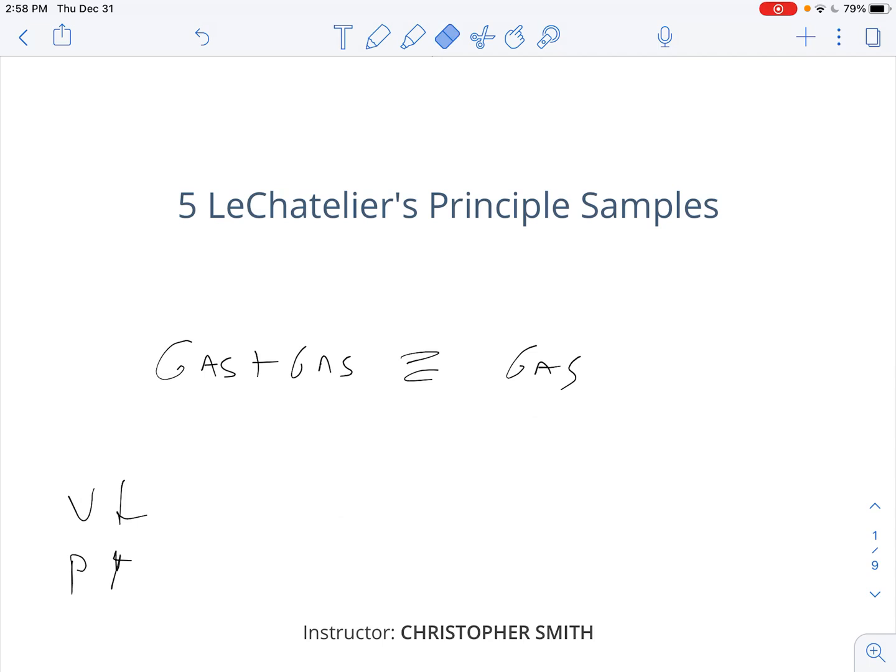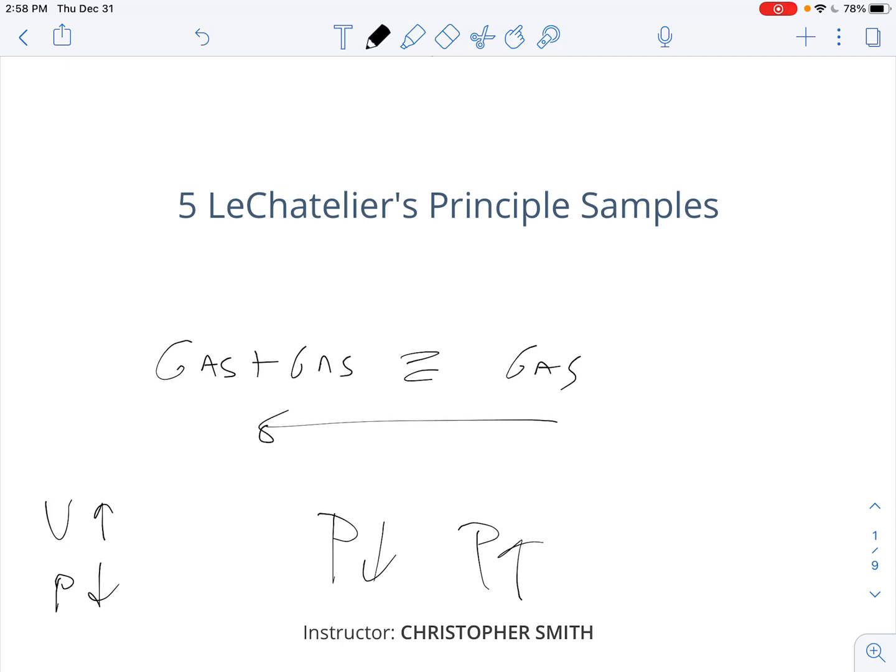If you were to have a situation where you were to increase the volume, by increasing the volume, you'd be decreasing the pressure. The system's going to say, hey, you're making my pressure go down. I'm going to try to do the opposite. I'm going to make the pressure try to go up. How does this system make the pressure go up? Well, it goes to the left-hand side because there's more gases that are over there.